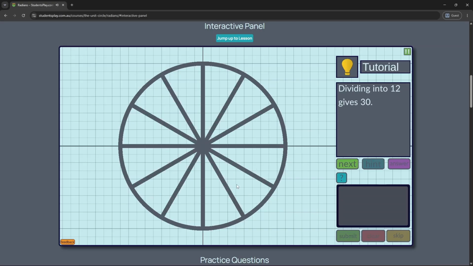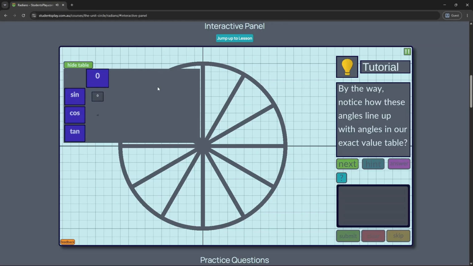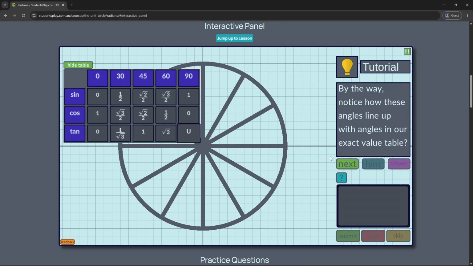Dividing into 12 gives 30. Okay, all whole numbers, all really nice to work with. By the way, notice how these angles line up with angles in our exact value table. Interesting. So there's our 90, I think we did 60. Maybe not. But yeah, 45, 30.